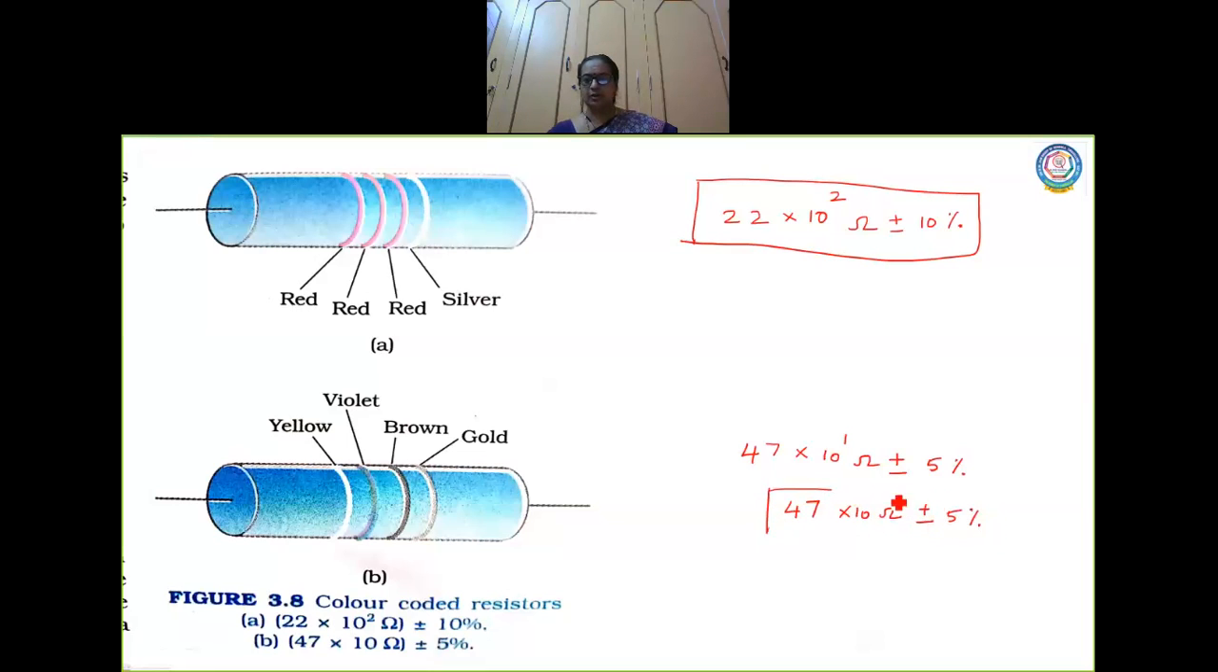So this is the tolerance, this is the resistance of this resistor. Are you able to understand? So if any resistor with some colors is given, you should be able to find out the value of resistance. Clear? So this is about carbon resistors, right?